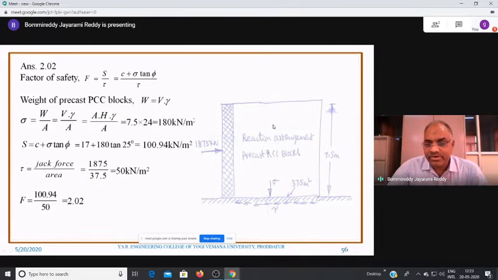And the reaction arrangement of precast RCC blocks. All these blocks are acting in the vertical direction. So vertical stress is sigma. And here the foot area is 37.5 square meter. That means the total load is transmitting to the soil over an area of 37.5 square meter. And the height of the blocks is 7.5 meter.